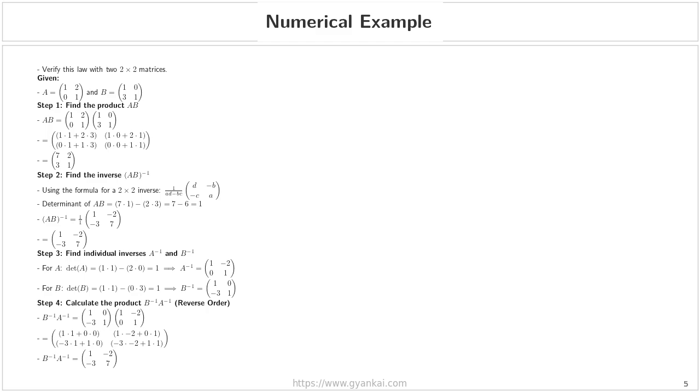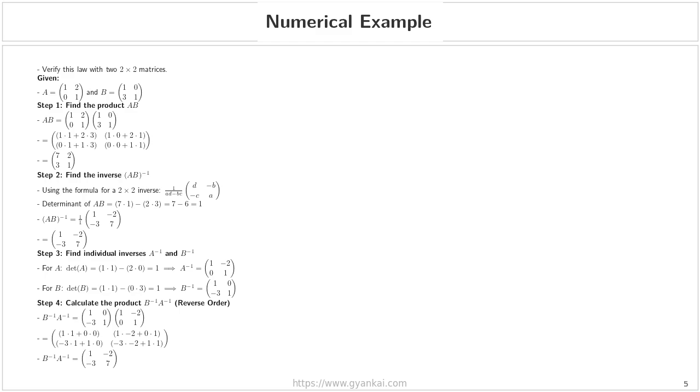The inverse of B times the inverse of A. Multiplying these two matrices, we get 1 times 1 plus 0 times 0 for the first element, which is 1. 1 times negative 2 plus 0 times 1 for the second, which is negative 2. Negative 3 times 1 plus 1 times 0 for the third, which is negative 3. And negative 3 times negative 2 plus 1 times 1 for the final element, which is 7. This results in a matrix with 1 and negative 2 in the first row, and negative 3 and 7 in the second row.